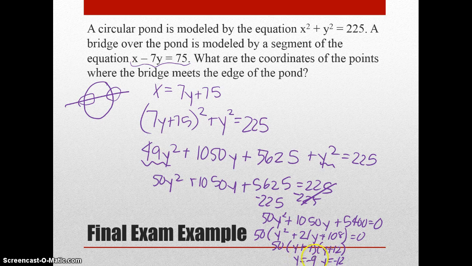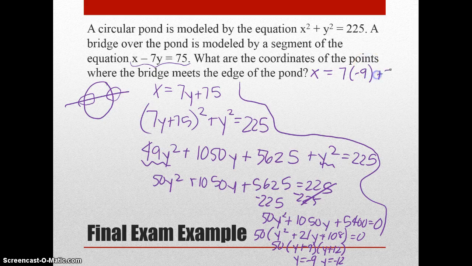Now remember, these are our y values, so we have to plug them back in to find our x values. If we come up here, we have x minus 7y equals 75, or x equals 7y plus 75. So we can say x equals 7 times negative 9 plus 75. 7 times negative 9 is negative 63, plus 75. And negative 63 plus 75 is positive 12. So our coordinate point would be (12, negative 9).